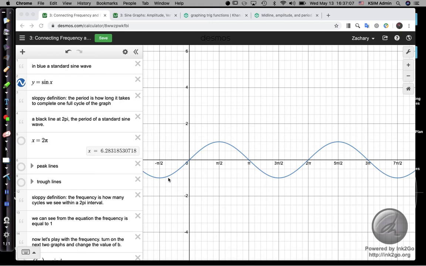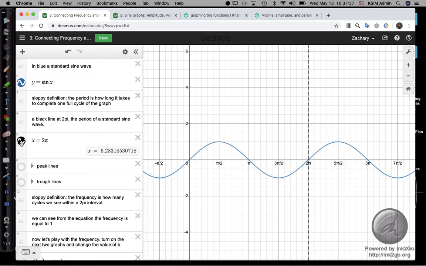We're going to talk now about two more important features of trigonometric functions, the period and the frequency. And once again, here we have a standard sine wave, and we're going to make this sort of sloppy definition of the period as how long it takes to complete one full cycle of the graph. In other words, this repetitive pattern that we see, how long does it take to complete one of those trips around the circle to get back where we started?